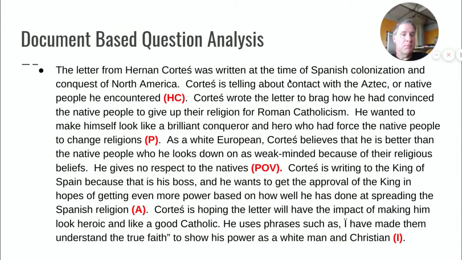Cortez wrote his letter to brag about how he had convinced the native people to give up their religion for Roman Catholicism. Did you get that from the document? Maybe you did, maybe you got parts of it.